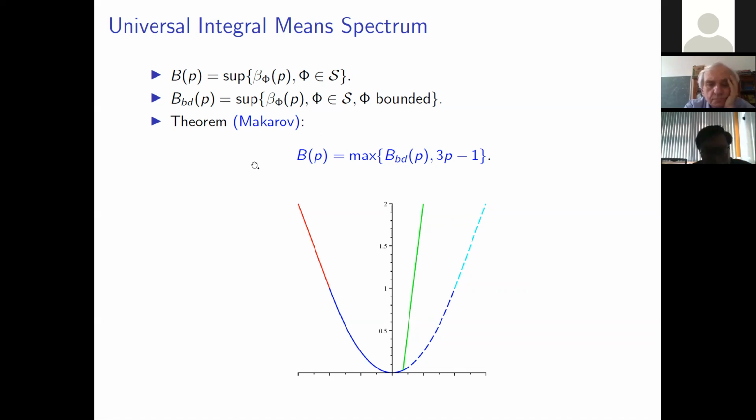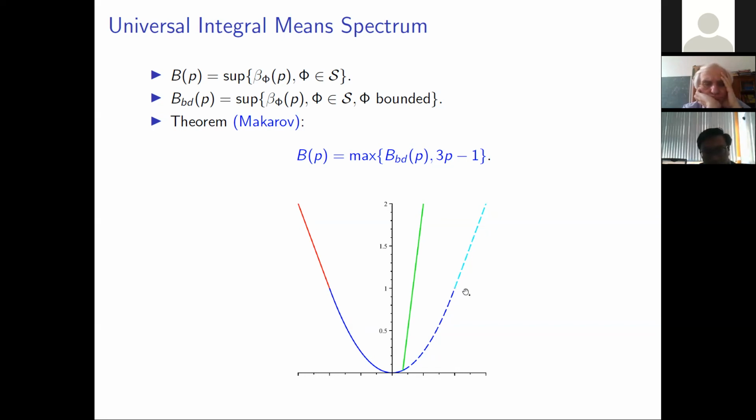So Makarov has proved that the universal integral means spectrum on S is the maximum of this one on S bounded and a linear function, 3p minus 1. So here we can see a graph. This is the graph of the first one, which has three phases: red, blue, and then the cyan.